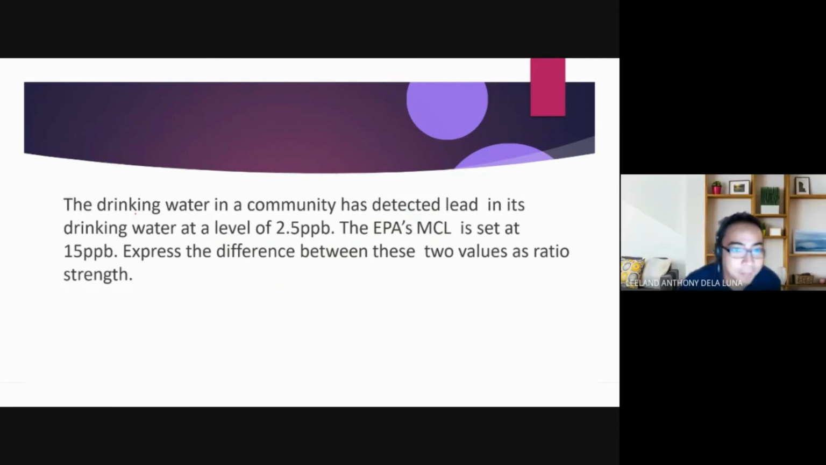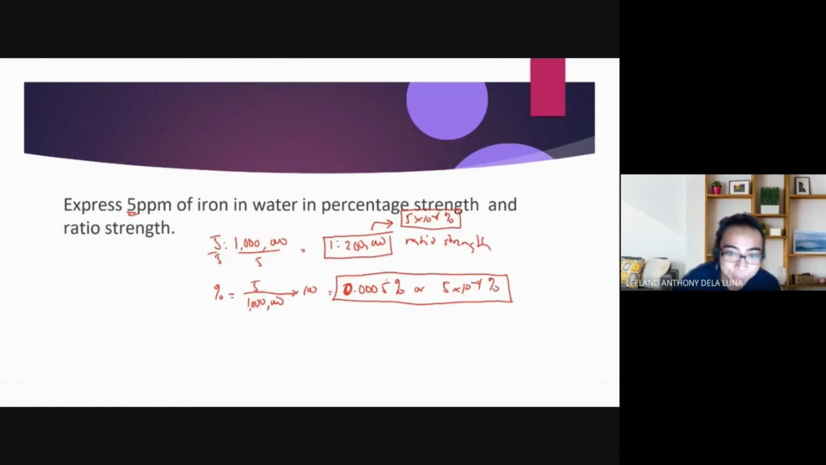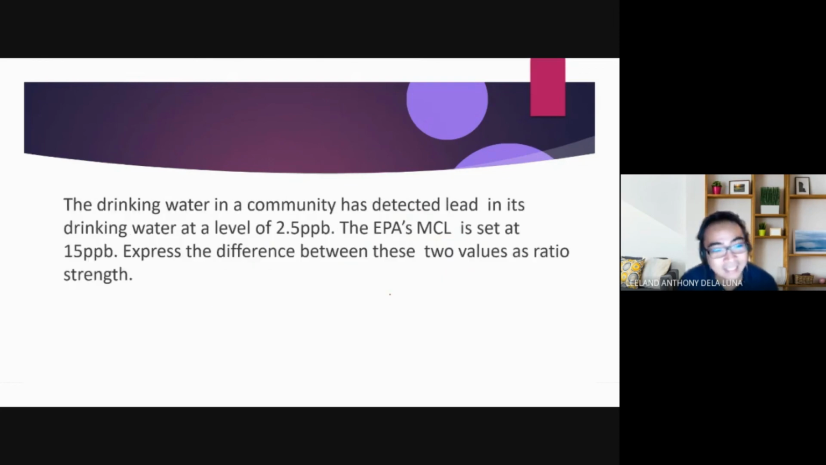Okay, so what about this one? The drinking water in a community has detected lead in its drinking water at a level of 2.5 parts per billion. Now, just imagine class papakita mo yung ratio strength mo 0.0005%, di ba? Ang hassle. Kaya usually ang ginagawa lang is 5 ppm. Mas madali pang tingnan. Usually parang feeling ko pang aesthetics na lang to. Pero it's there, so aralin na lang natin.